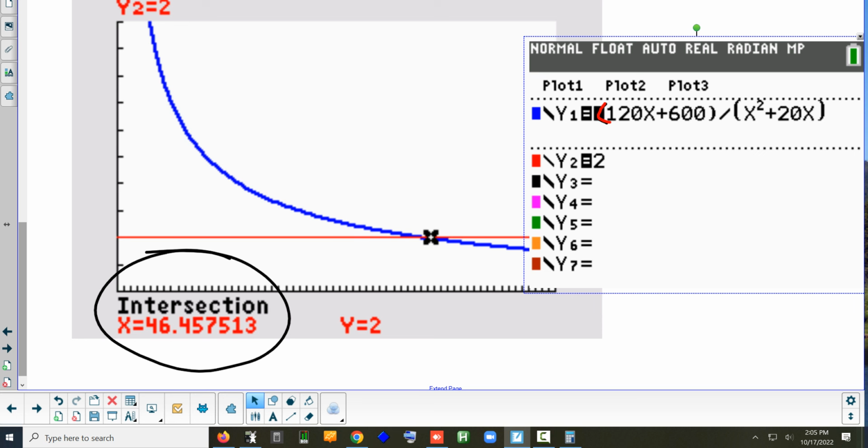Anyone else having trouble getting that picture? Okay, so what we did there would be considered more of a graphical approach. Graph two things, use the calculator to find where they cross. It's 46.46 miles per hour.